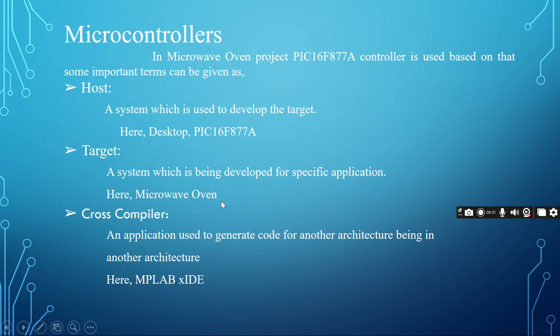Now, cross compiler: an application used to generate code for another architecture, while running on a different architecture, is called a cross compiler. Here we use MPLAB X IDE in our project. There are different versions available online, and those are free of cost. I am going to use the MPLAB X IDE v5.35 version in my project, as said in the internship.